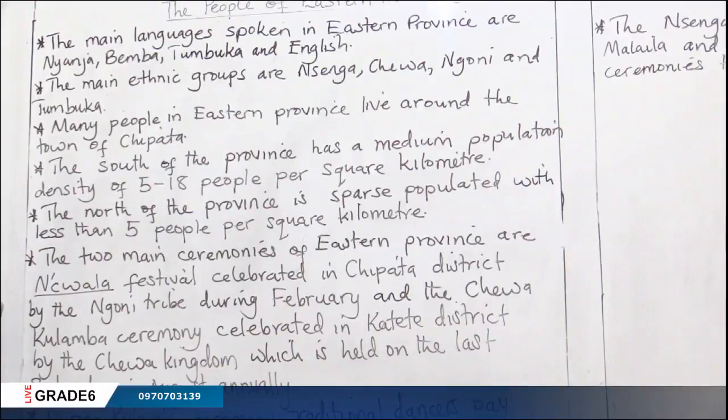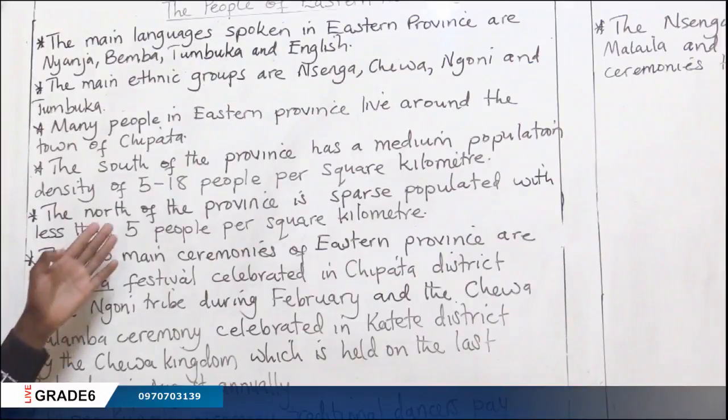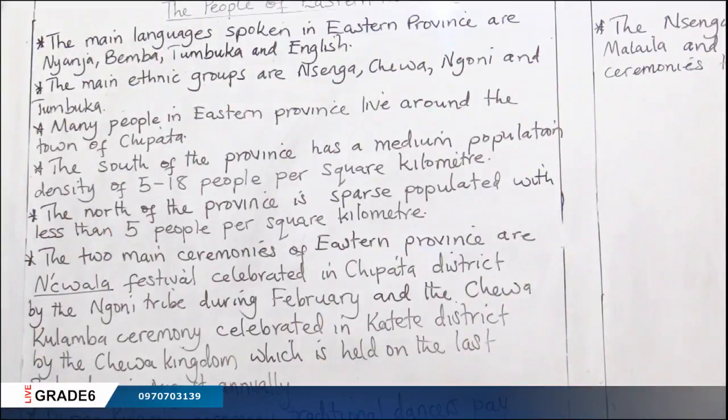So if you go to Eastern Province, boys and girls, you'll find that many of those people live around the town of Chipata. The other areas, such as the south of the province, have a medium population density of 5 to 18 people per square kilometer, meaning that other areas of the province have fewer people living in them, while in Chipata we have more people because of employment.